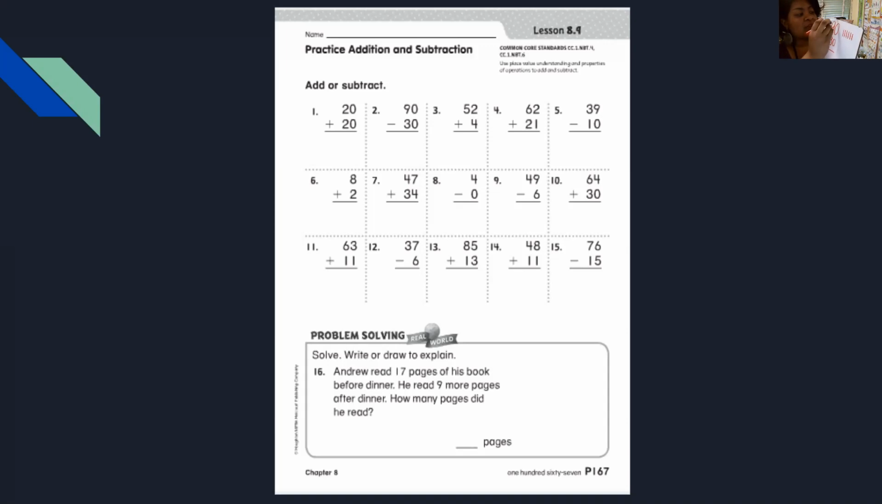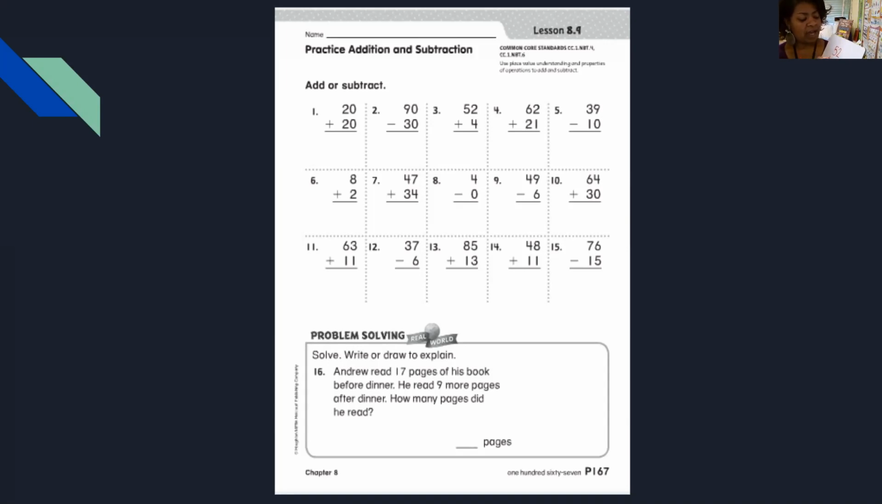All right, now let me show you this one. 0 minus 0 is 0. If I have 9 and I take 3 away, I will have 6. So my answer is 60. The difference is 60.